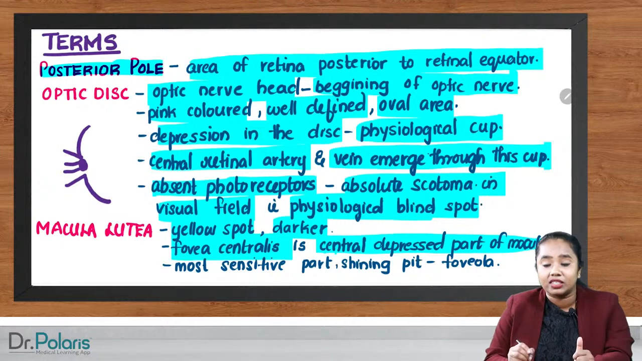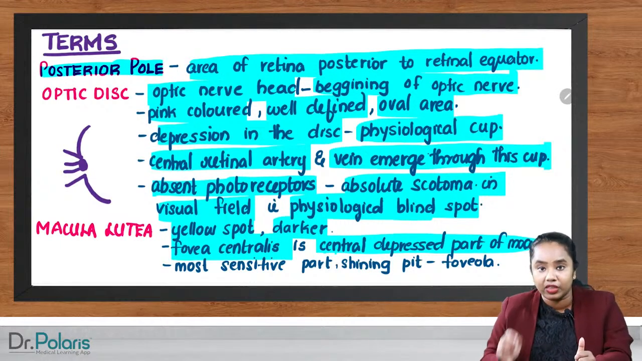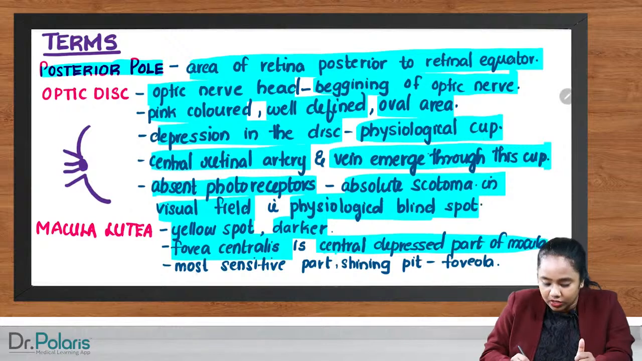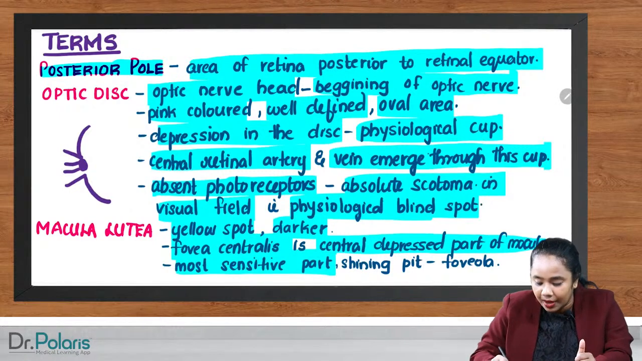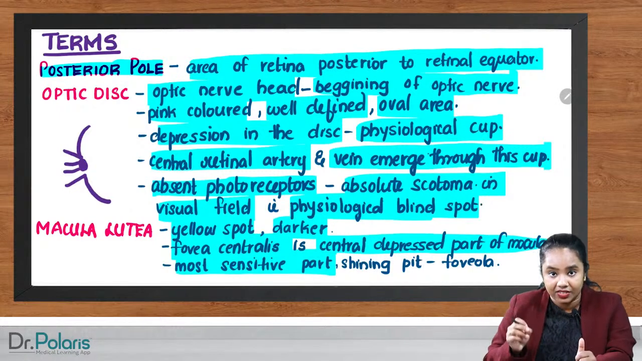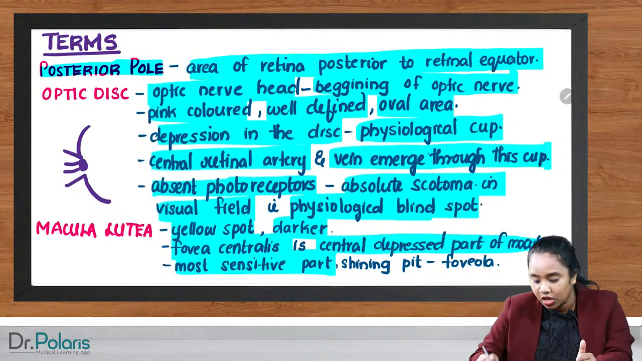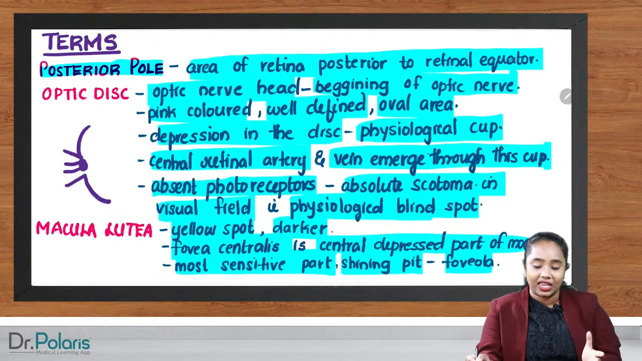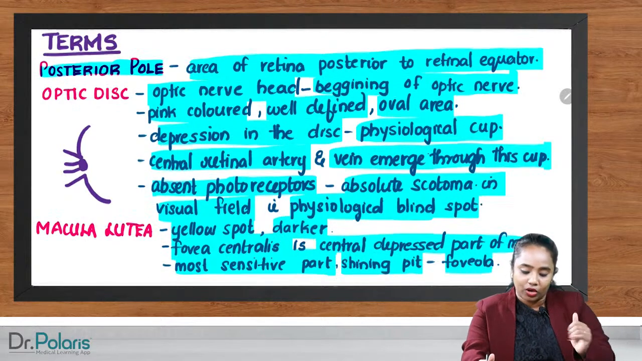Now fovea centralis is one of the most sensitive parts of the retina. In the fovea centralis there is a small shining pit which is called the foveola. So the shining pit seen in the fovea centralis is called the foveola.